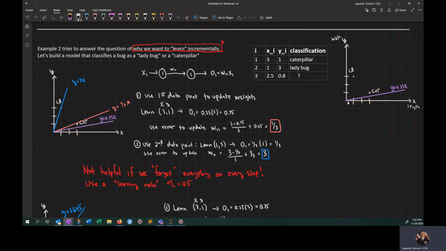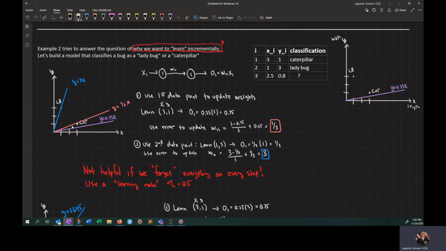And then without any knowledge at all, I initialize my weight. Y is equal to 0.25. Y is my target. If we use our first data point to update the weight, you get 3.1, you put O1 in, you get 0.25 times 3.75, and then you take the target, which is Y1, minus 0.75 divided by 3 plus the W11 old, and you find out that the new one is 1/3.